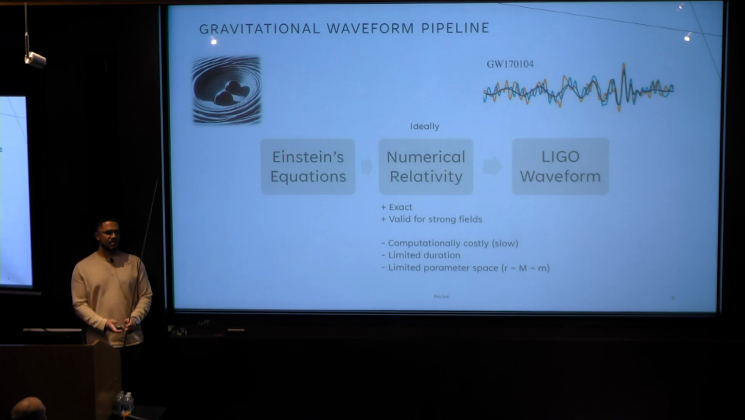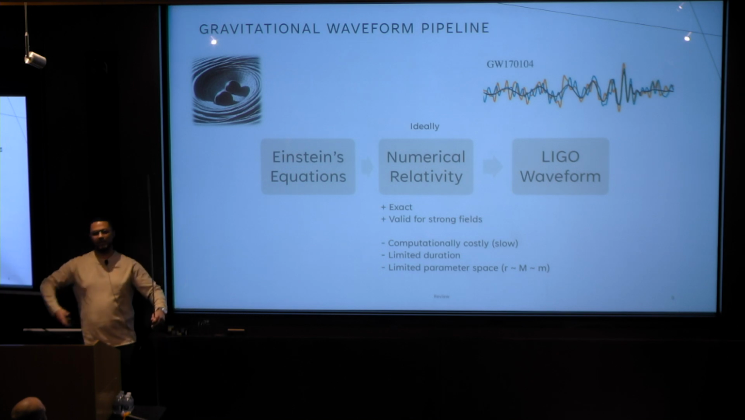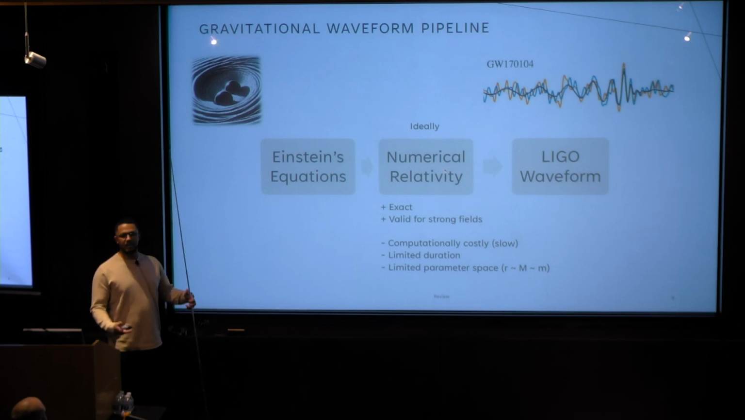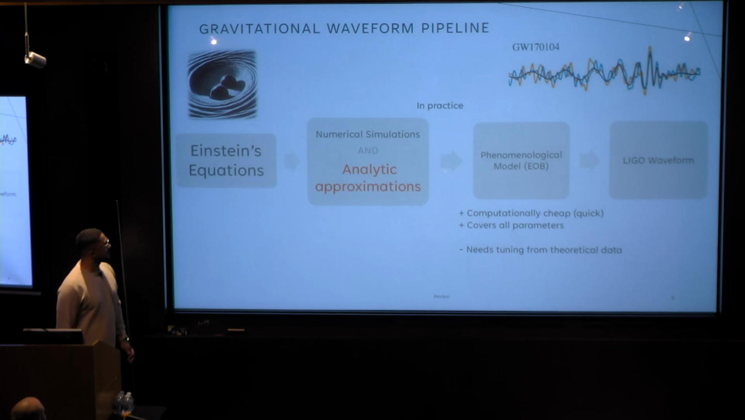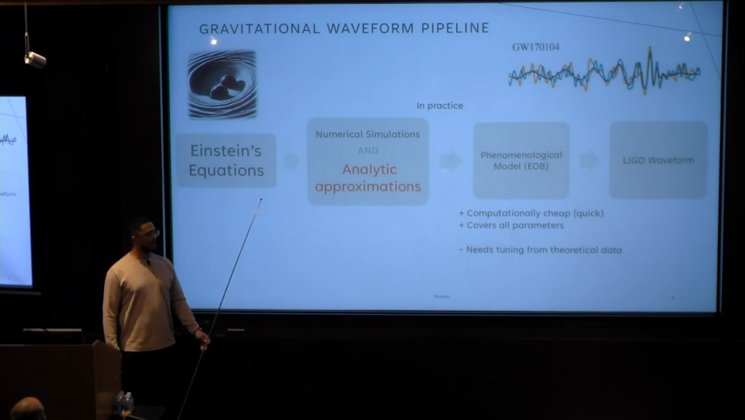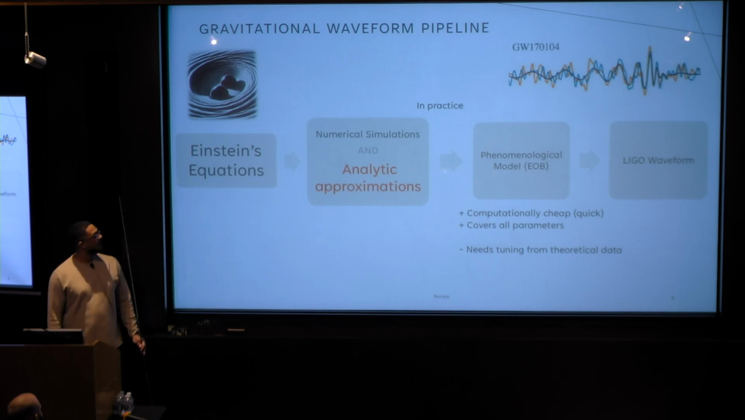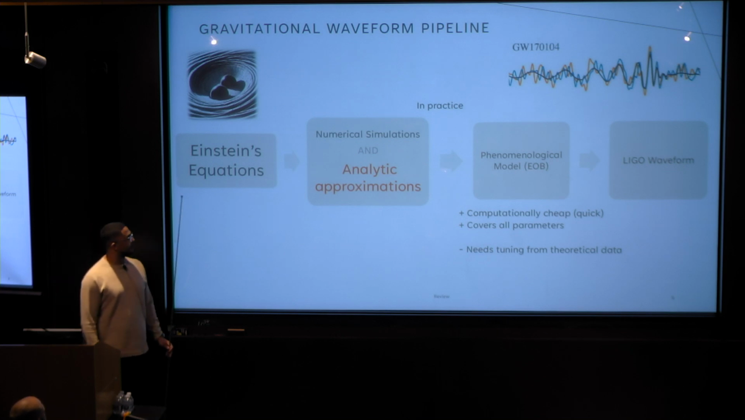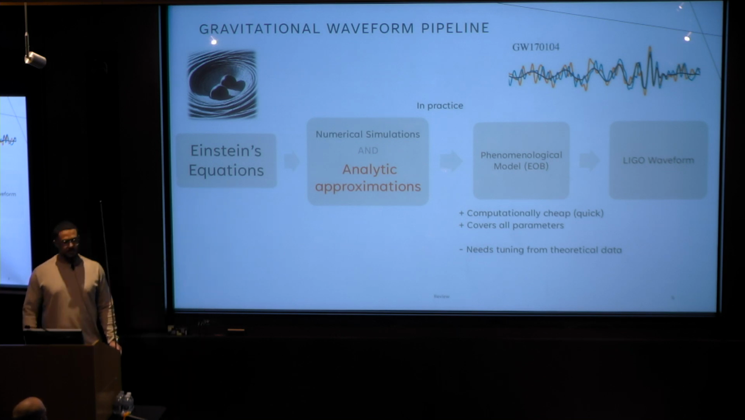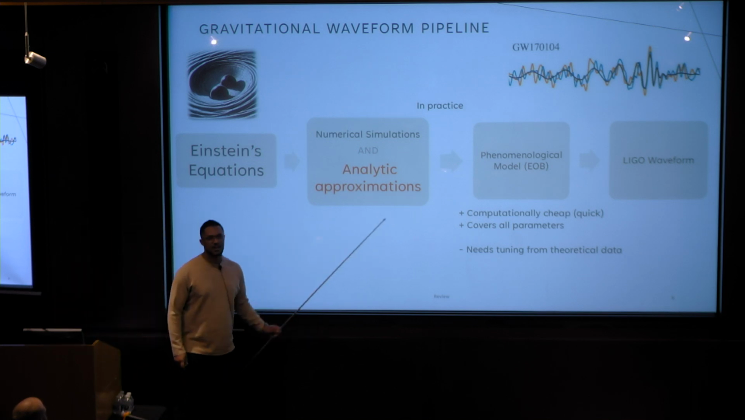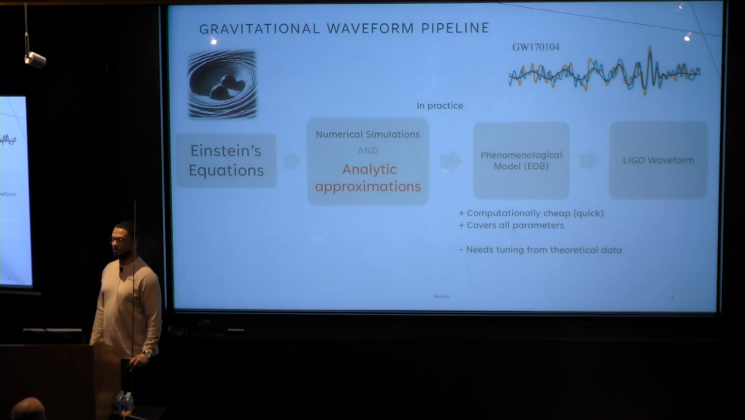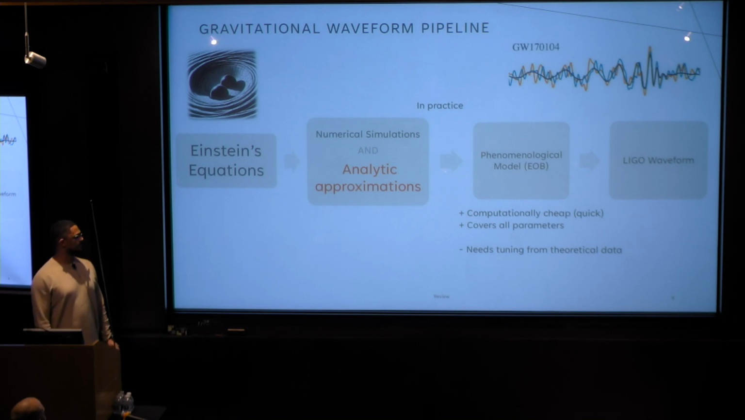So if you have black holes that are extremely widely separated and you're really early in the in-spiral, or there's a hierarchy of mass scales, this isn't your best approach. So in practice, this is supplemented by analytic approximations. Analytic approximations are performed, but they're approximate, they're perturbative, and so in practice, they are resummed in some kind of phenomenological model. The one I'm more familiar with is effective one-body models.